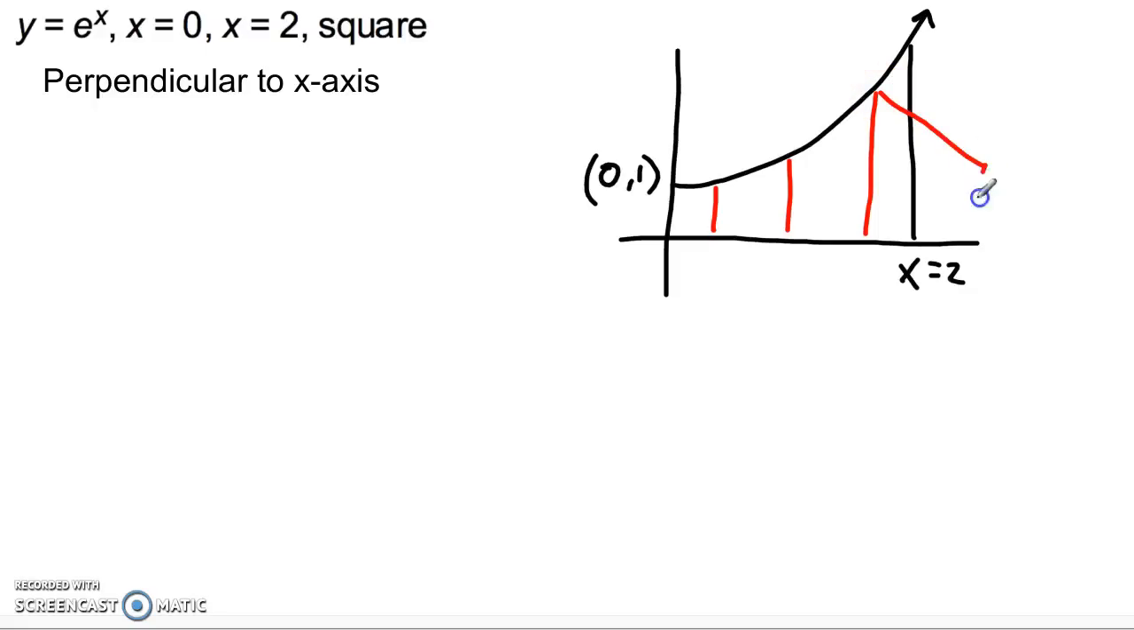If you like, you can kind of picture those squares sort of popping out of the paper like this, and of course as you go to the left, the squares get smaller. And we're going to find the area of these squares and then use integration to add them all up, to accumulate them into the volume of this solid.